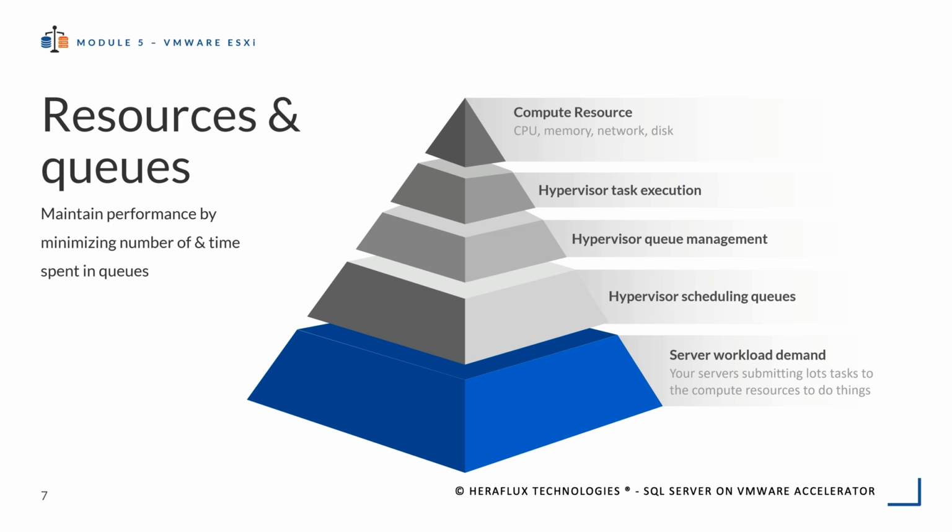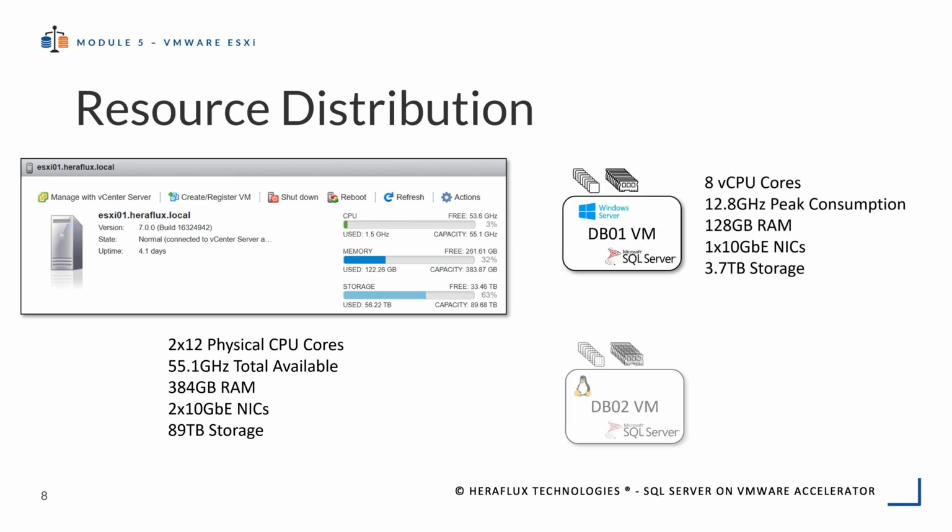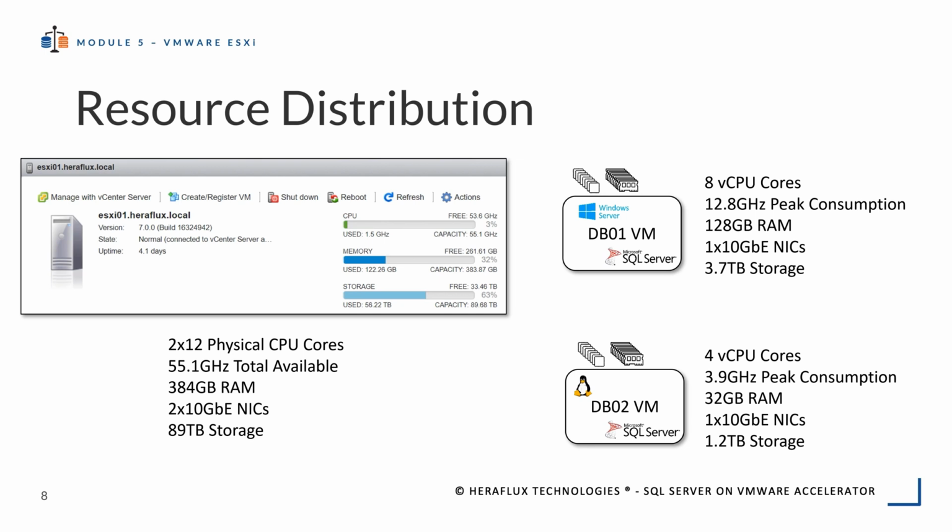The physical compute resources are distributed to the virtual machines through individual resources allocated in the virtual machine configurations. You can see here the DB01 virtual machine contains 8 CPUs and 128 gigs of RAM. It has one 10 gig network adapter assigned to it, and virtual disks added for a combined storage consumption of 3.7 terabytes. The DB02 virtual machine only has 4 CPU cores assigned to it, with just 32 gigs of memory and 1.2 terabytes of storage. As you can see from the image on the left, the server these VMs are running on is one of my lab hosts that contains 24 physical CPU cores and 384 gigs of memory. That gives us plenty of compute resources to allocate to other virtual machines.